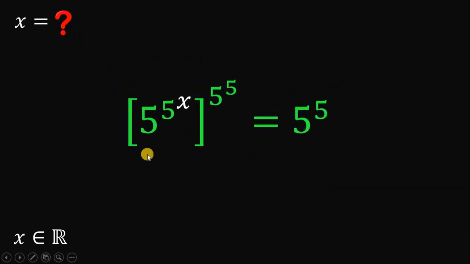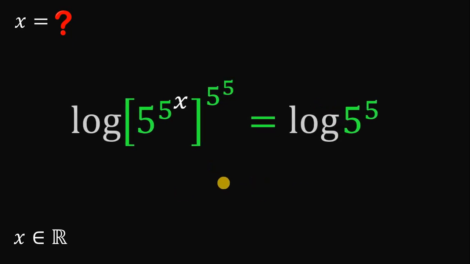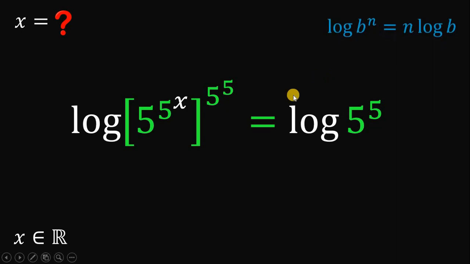Our goal here is to solve for the value of x. Now, how are we going to answer this question? First thing to do is to take logarithm on both sides. Now, if we do that, we can use the properties of logarithm. If we have logarithm of b raised to n, it is equivalent to n times logarithm of b.